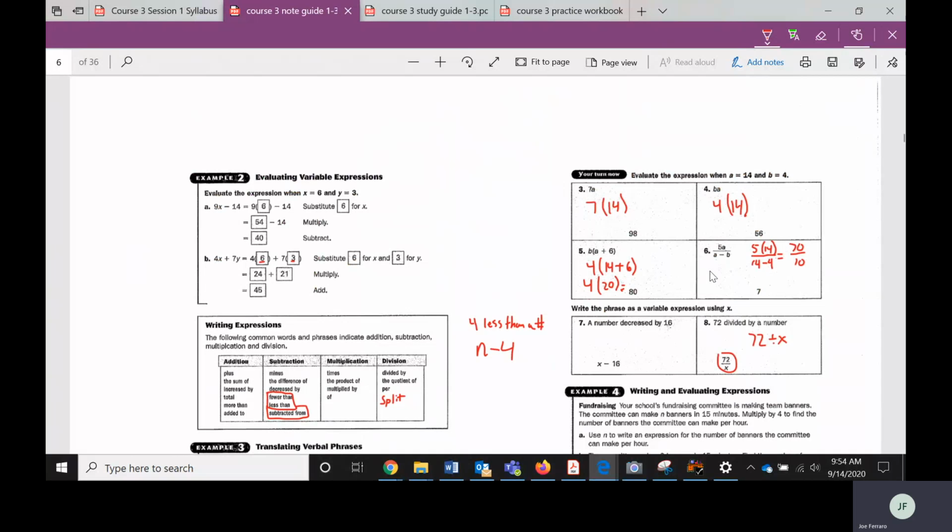Okay. Number 6, you've got a fraction, so you do the top and bottom separately. You get 5 times a is 5 times 14, which is 70. Bottom, a minus b, which is 14 minus 4, which is 10. Now we take 70 divided by 10, gives you 7.